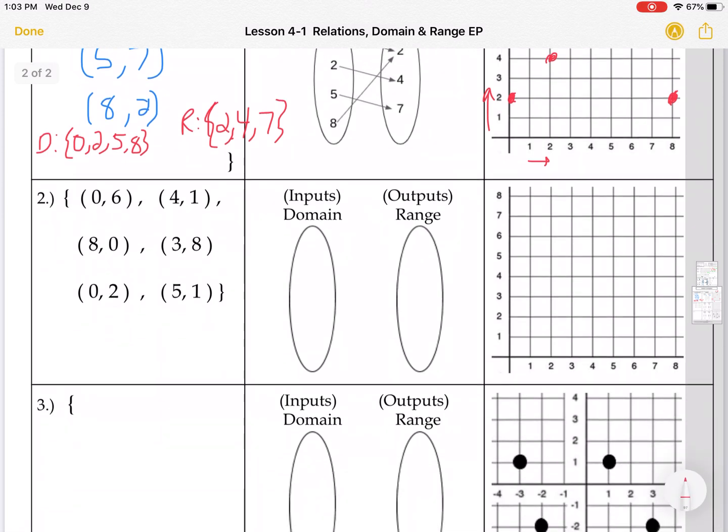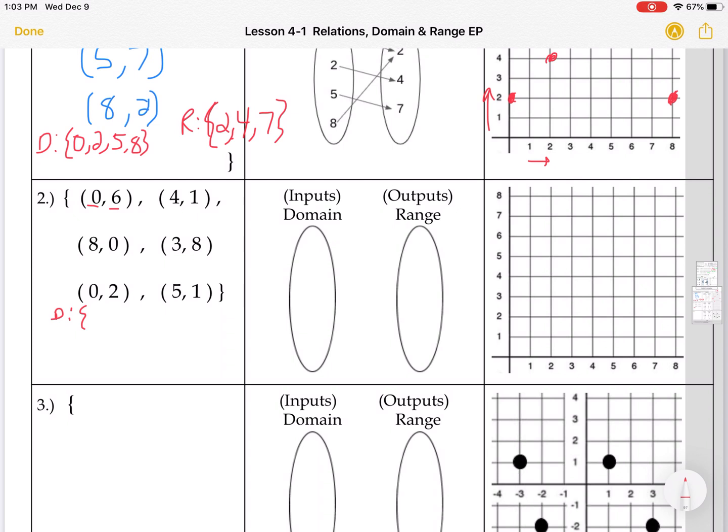Okay, all right, number 2. Now we need to go from ordered pairs to a mapping to a graph. So the first one we have is 0 goes to 6. Actually, first, before I do that, I need to find my domain and my range to make our lives a little easier.